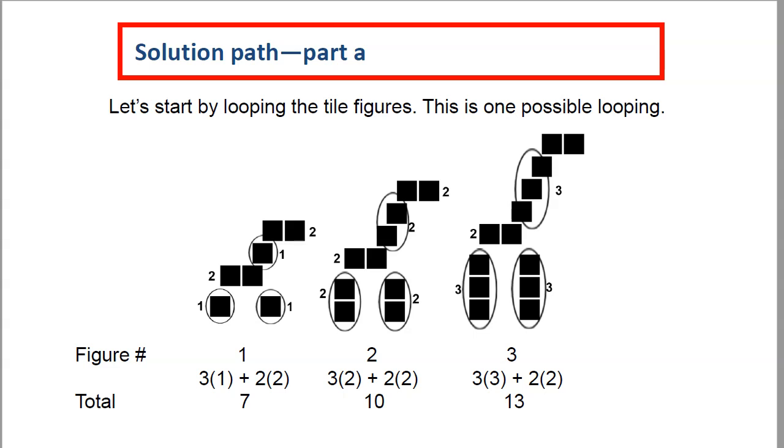So these can be consolidated. For figure 1, there are 3 1s and 2 2s. For figure 2, there are 3 2s and 2 2s. And for figure 3, there are 3 3s and 2 2s. That's a useful pattern because you can see what is the same, the 2 2s, and what is growing. There's 3 1s, then 3 2s, then 3 3s, and those are the figure numbers 1, 2, and 3.